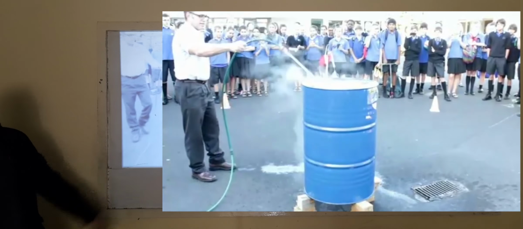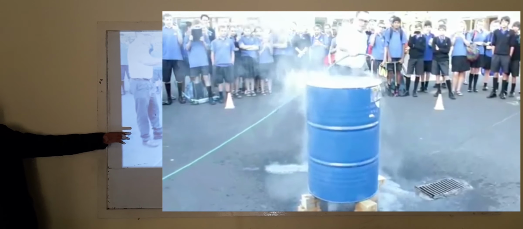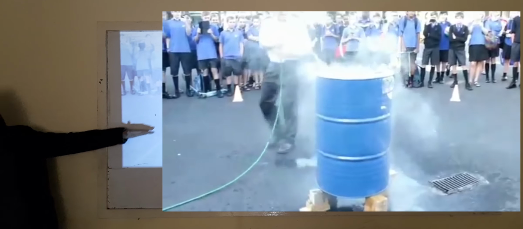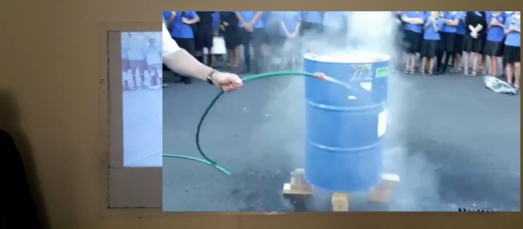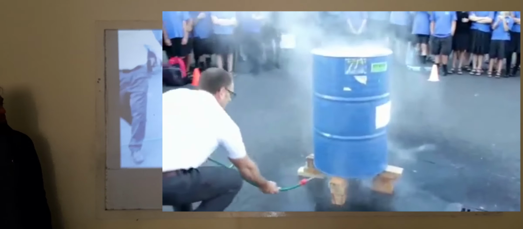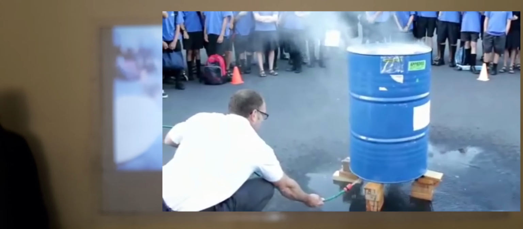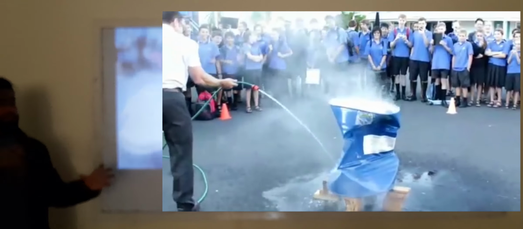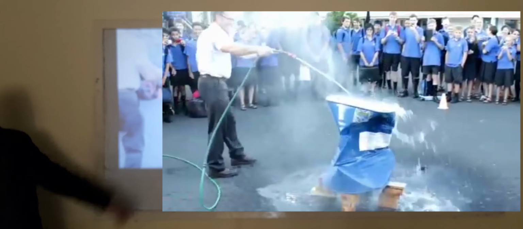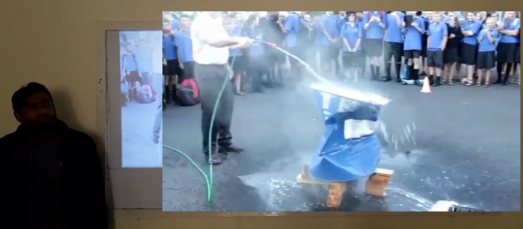Now you will have to see very carefully what is happening. As I told you, when you are pouring cold water on it, the steam inside will condense. From all sides he is throwing the water, and you can see that the can, this drum, has crumbled like this.